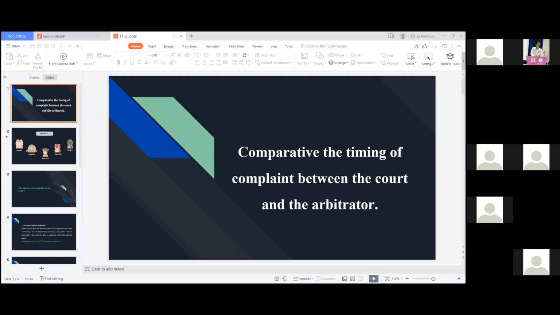And according to Article 44 of the Commercial Arbitration Law, point e, within 10 working days from the date of assignment, the judge must consider and decide; the court decision is final. This is the end of our group's presentation.